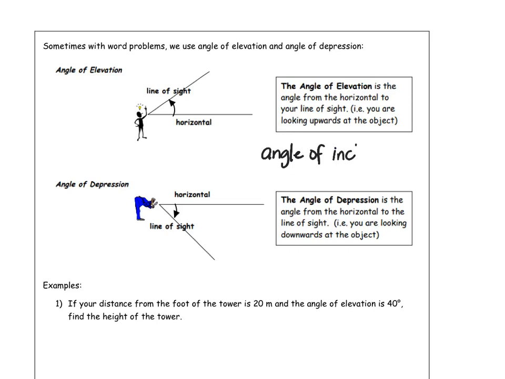Angle of inclination. It's the same thing. Angle of depression is when you are from the horizontal looking down. The important thing to realize is that the angle of elevation looking upward is the same as the angle of depression looking downward. So if I call this theta elevation and theta depression, I know that theta elevation is equal to theta depression. That'll make your life a lot more simple later. And they are always measured from the horizontal.